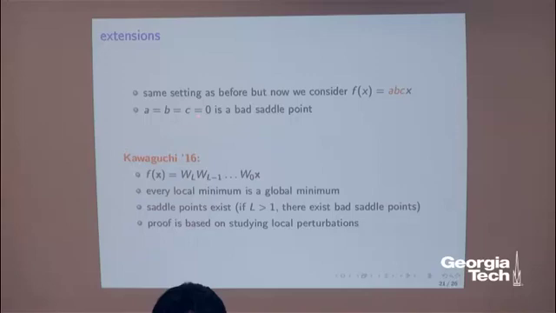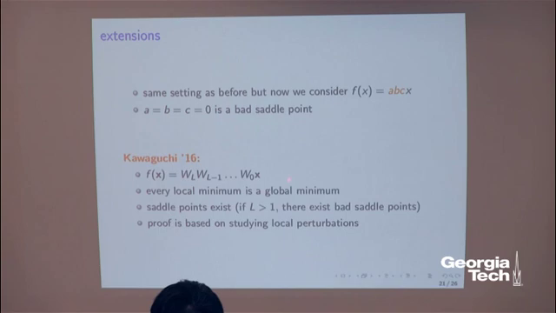Well, then if you do the math, you can easily check also that it's a bad saddle point. So also the second derivative vanishes. Okay, so you get very, very flat by doing that at that point. And that is already a special case of this more general result by Kawaguchi.